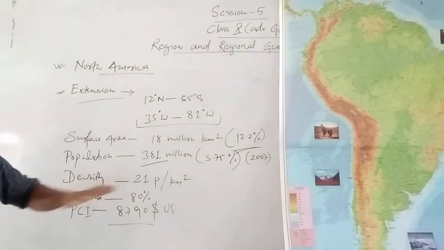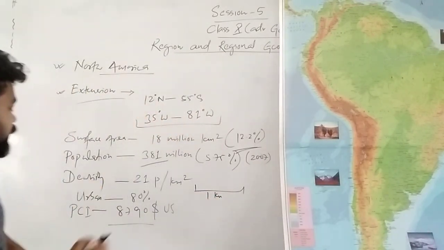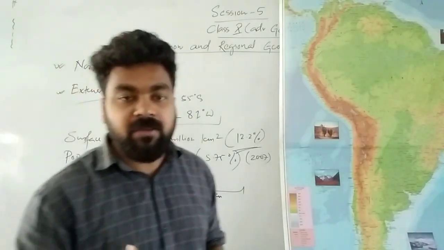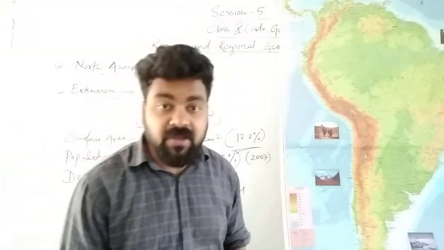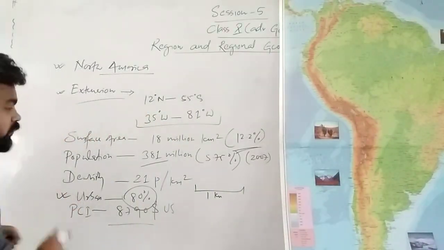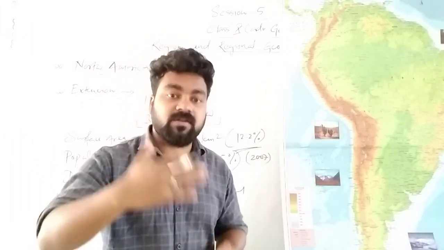Then density 21 persons per square kilometer. What is density? Within 1 kilometer, how much population is there. Then urban population 80%. We know what urban and rural population are. What is the difference? In rural areas, populations generally depend upon primary activities. What are the primary activities? Agriculture, hunting, gathering, poaching, any other simple activities. These are called primary activities, directly related with nature. And what is the urban area? Urban area populations are not involved in primary activity. Generally they are involved in non-primary activities. What are the non-primary activities? Secondary, tertiary, quaternary, quinary, all are non-primary activities.